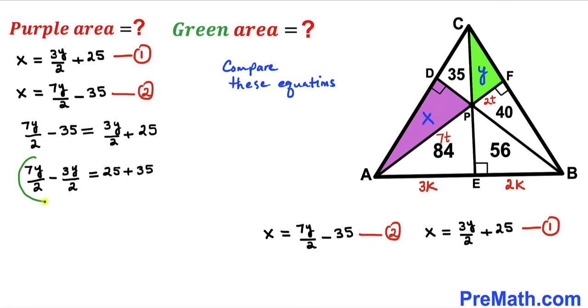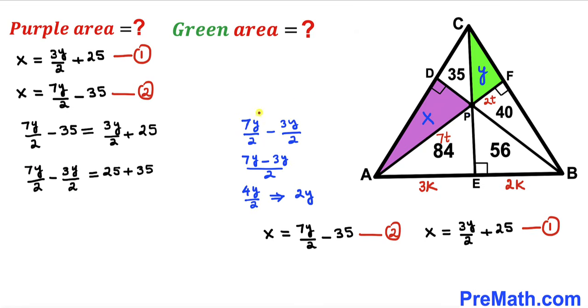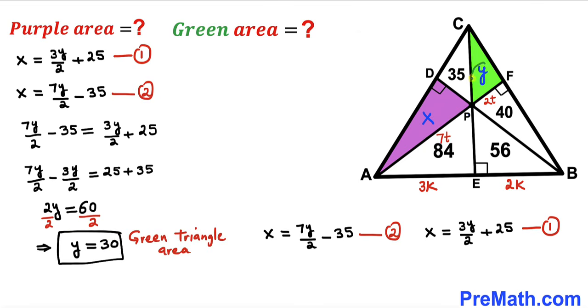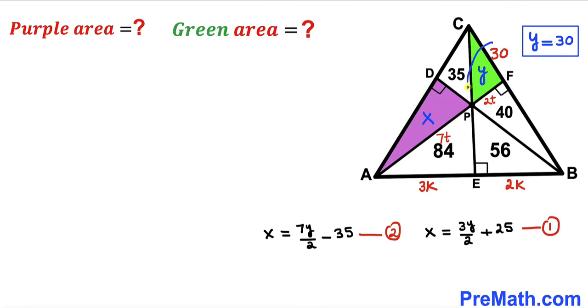And now let's focus on this left hand side. And here I have copied it down. And if we simplify these two fractions, we end up with 2 times y. So therefore, if we simplify this left hand side, that is going to give us 2y equals, if we add these two numbers, 60. Let's divide both sides by 2. So therefore, we can see that our y value turns out to be 30 square units. And we know our y is the area of this green triangle. So thus our green area turns out to be 30.